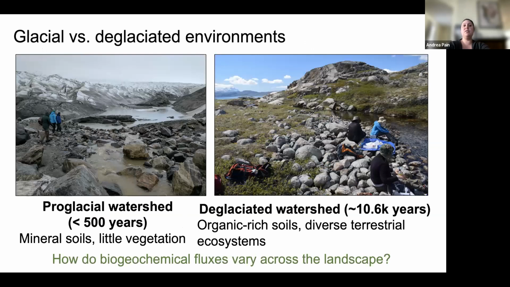Before I get into the data and show the study sites, I just wanted to show some photos of what these landscapes actually look like, so you can get a sense of how different they are.